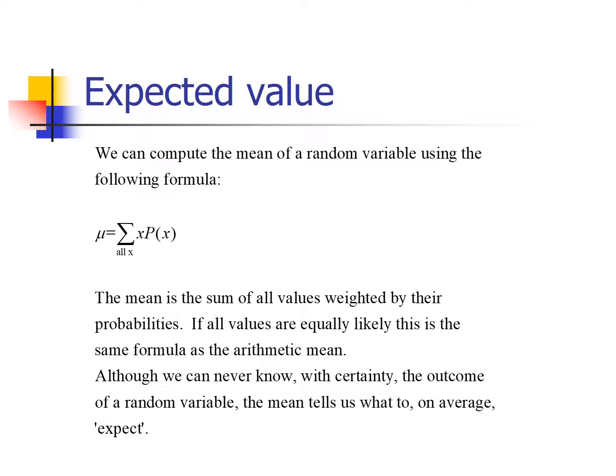Because why? Well, if a certain outcome is very likely to occur, we should give it a lot of weight, agreed? And we do that by multiplying it by a relatively large number, by its large probability. If a number is very unlikely to occur, if it's a very rare outcome, well, if it doesn't happen very often, we shouldn't give it a lot of weight. And that's exactly what happens. We multiply it by its relatively small probability.